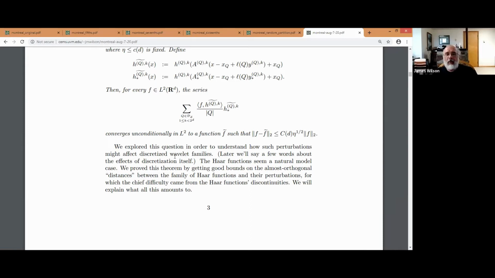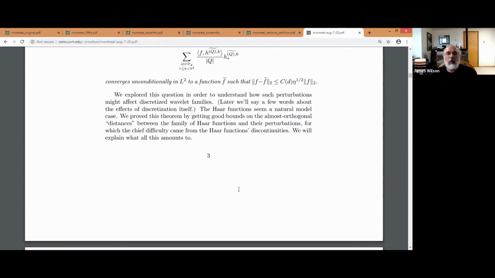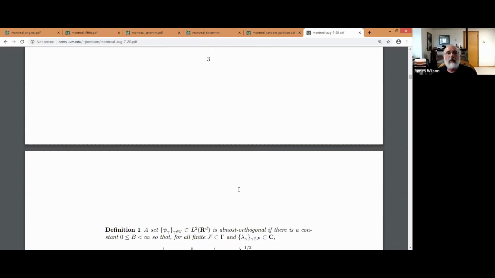The way you prove it is you get good bounds on an almost orthogonal distance between the family of Haar functions and their perturbations, okay? And for which, as I said earlier, the chief difficulty comes from the fact that the Haar functions are discontinuous, or the discontinuities, okay? So I want to explain what this all amounts to here, okay?